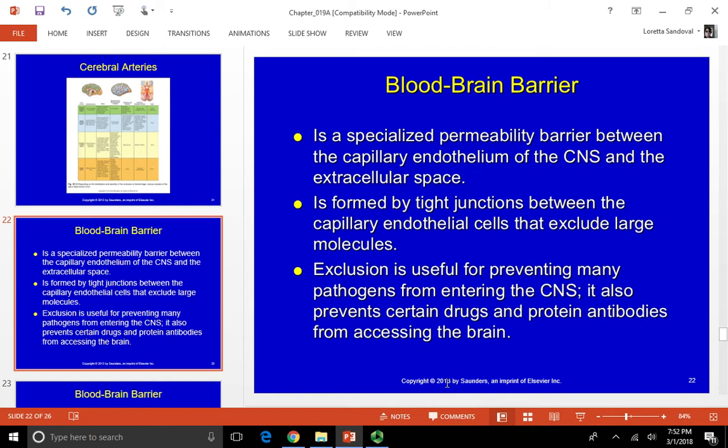Totally makes sense. It also prevents certain drugs and protein antibodies. Antibodies are big old proteins that are huge, and it prevents them from getting to the brain. Obviously some still get in, but we'll talk about the leaky areas in a minute. So when pharmacologists are trying to come up with drugs that affect the central nervous system, they have to take the blood-brain barrier into account. How are they going to deliver that medication and have it be able to cross the blood-brain barrier? So that is a concern.